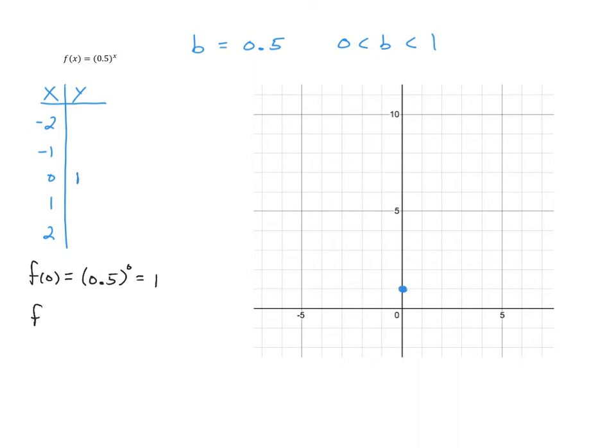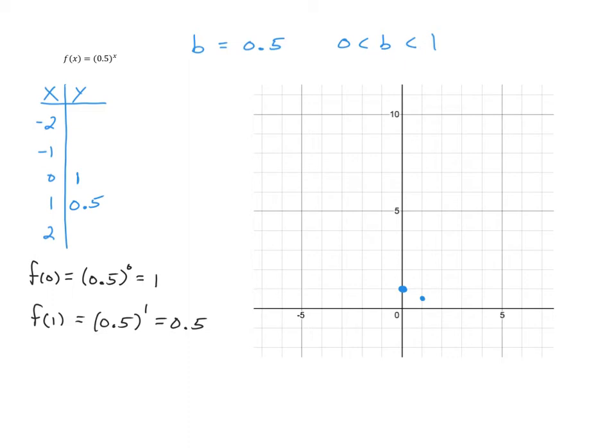And if we look at f of 1, so that's 0.5 to the first power, but that's just 0.5, or a half if you would like. And that means at 1, we get this point here. So the graph is definitely decreasing. It looks like it's going down.